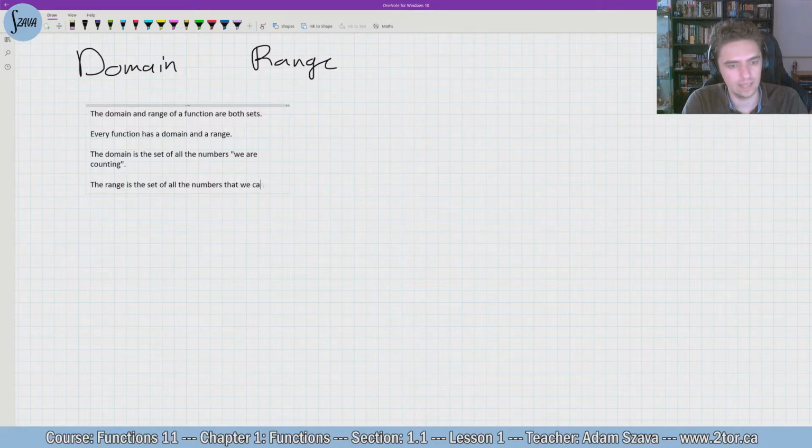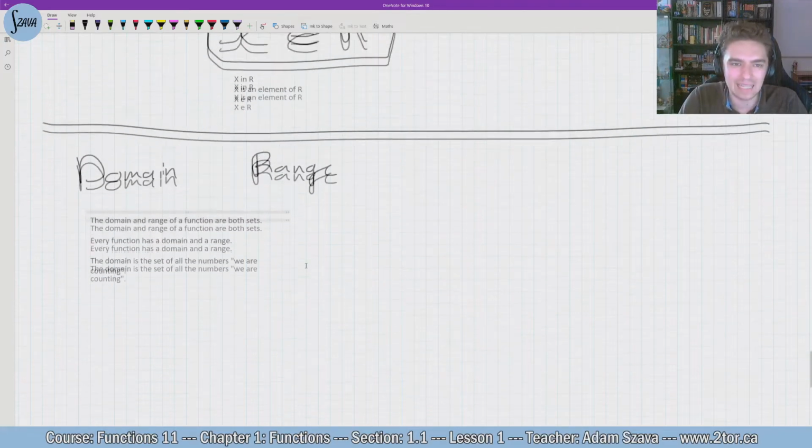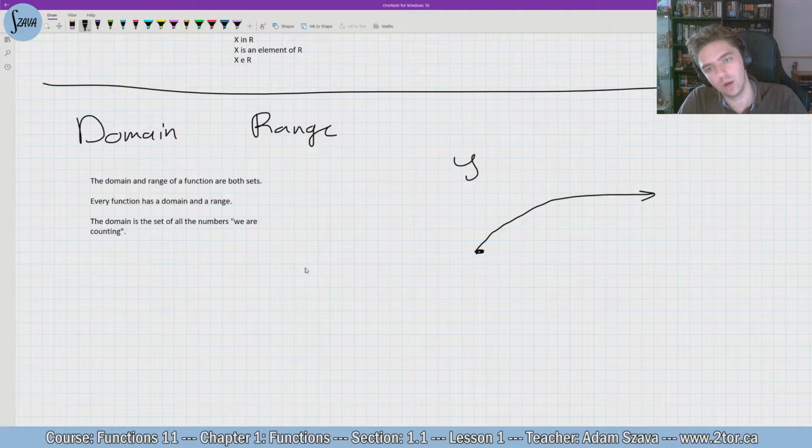Before I say the range, let's focus on the domain for a second. I just decided that right now. The domain is the set of all the numbers we're counting. Now let's specify exactly what we mean by that. When I have the square root function, and remember, when I say square root function I mean only the positive square roots, so y equals the positive square root of x.